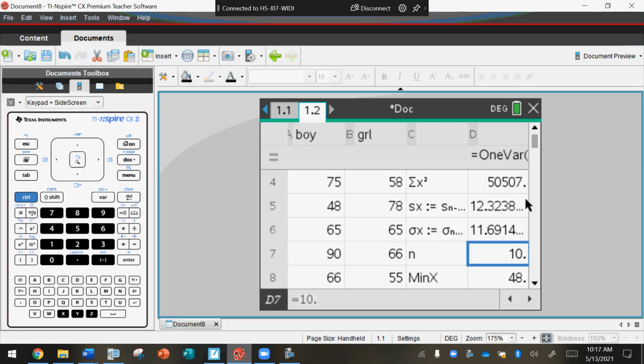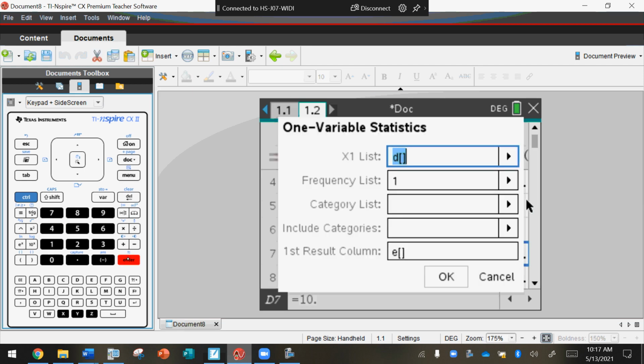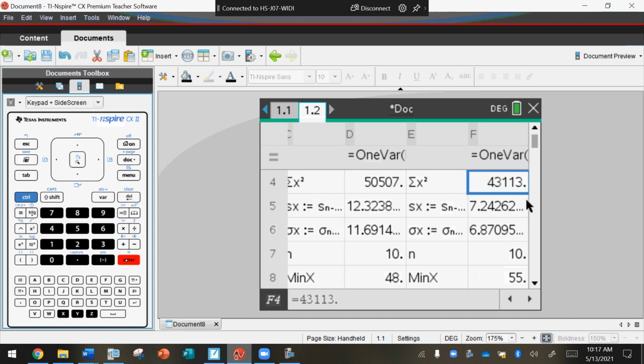All right, and now we're going to do it for the girls. So back over here, menu 4, 1, 1, enter. And this is, I need list girl, enter. There we go. Standard deviation for the girls is 7.2426.